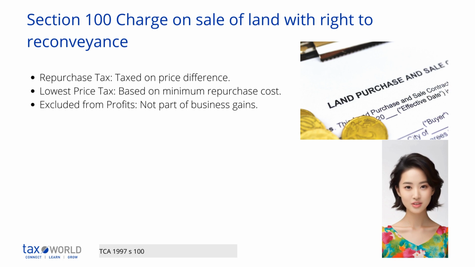Let's look at an example. Let's say you sell a property for €200,000 and have the option to buy it back for €160,000 in 2 years, €170,000 in 3 years, or €180,000 in 4 years. Initially, the tax is calculated based on the lowest possible buyback price of €160,000. If you actually buy it back for €180,000 in 4 years, you can claim back some of the tax paid.